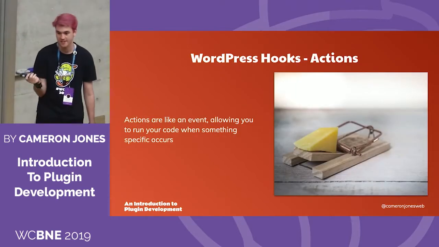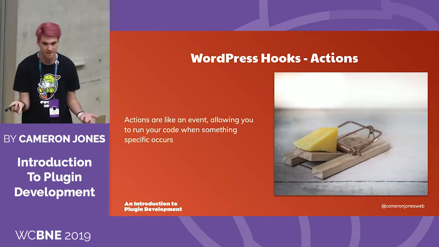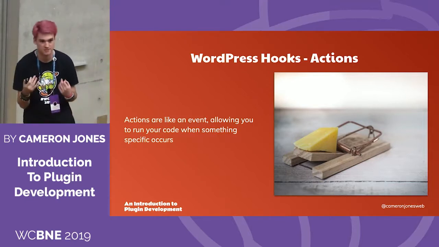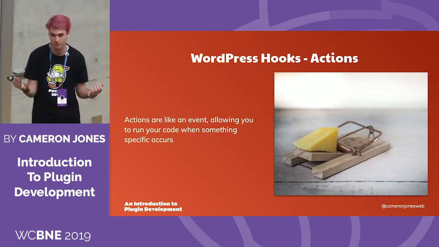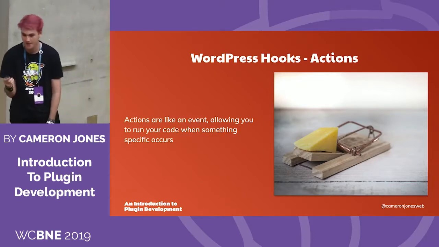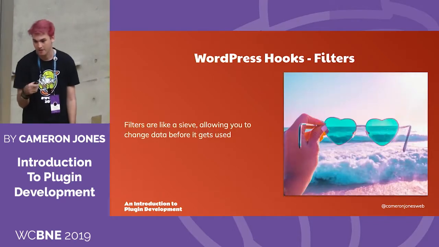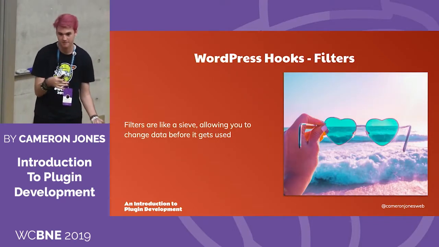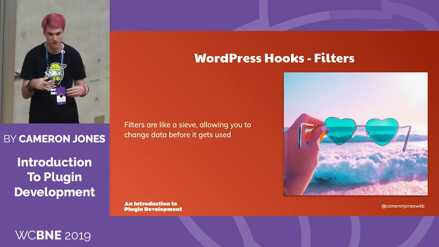So an action is like an event. So a certain thing happens, and it runs an action. And so you can hook in there. And so when a certain event happens, you can run your custom code. So a filter, on the other hand, is like a sieve. It changes a variable rather than runs an event.